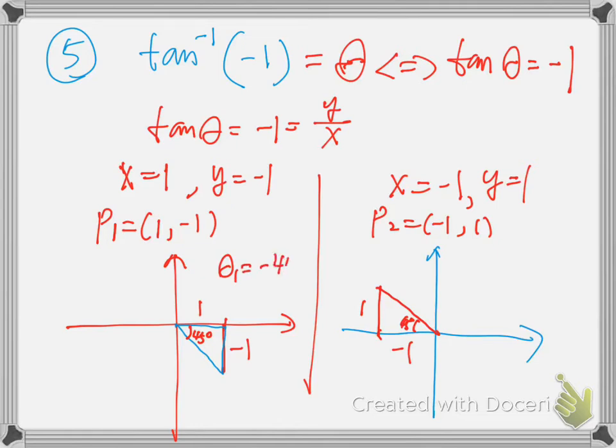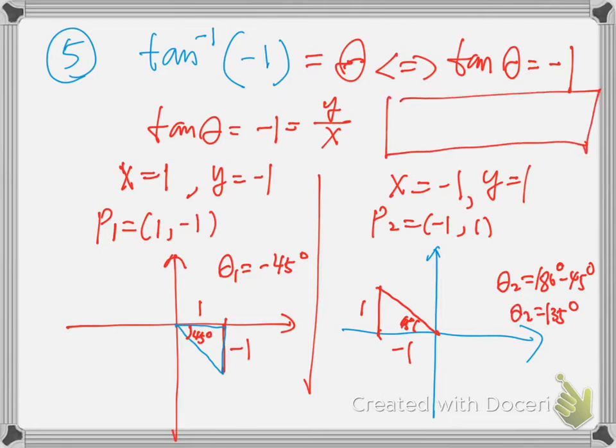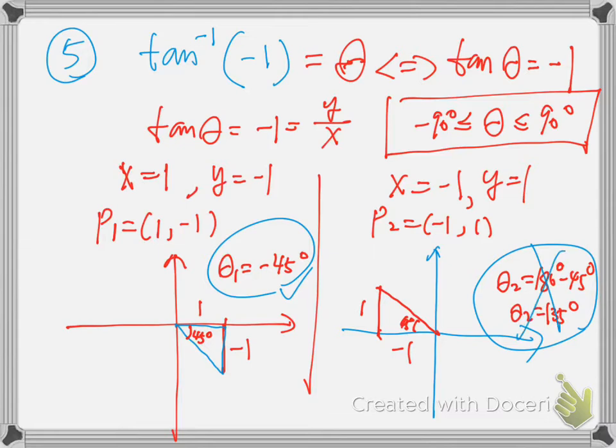So now what's our first solution? Theta 1 is negative 45 degree, clockwise rotation. And the other one, theta 2, is 180 minus 45. So this is 135 degree. So we have two solutions for the tangent inverse, but which one do we need to pick? Tangent and sine have the same domain. Theta is between 90 and negative 90. So we choose negative 45, not 135. So this is right. This is wrong. So we just make a rule to choose the angle.